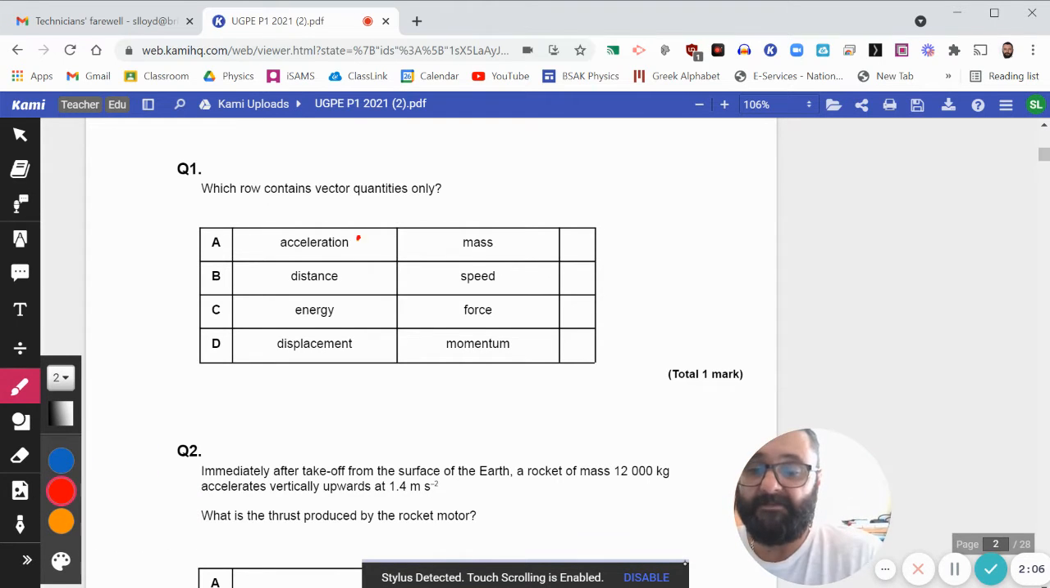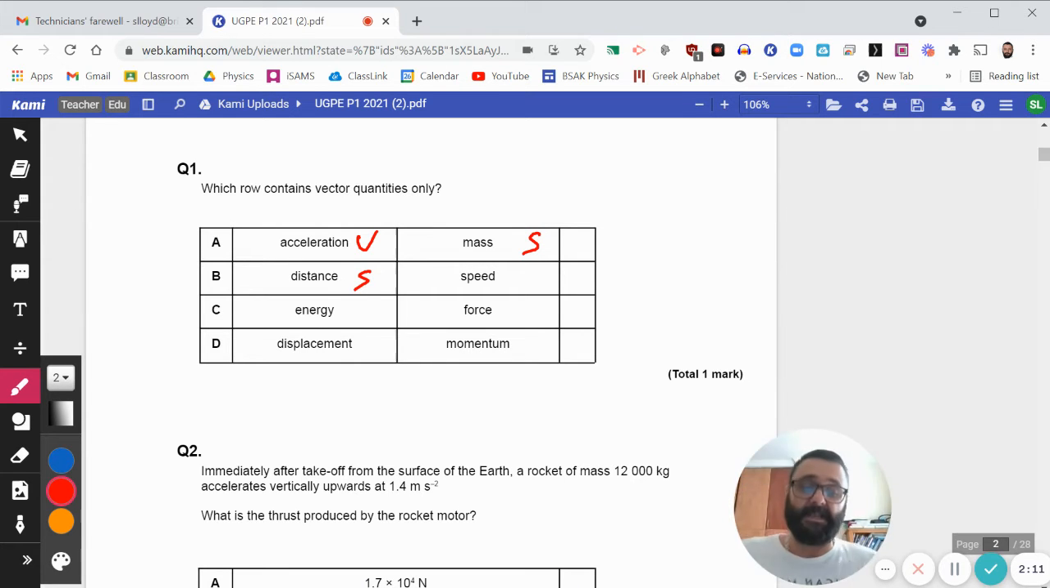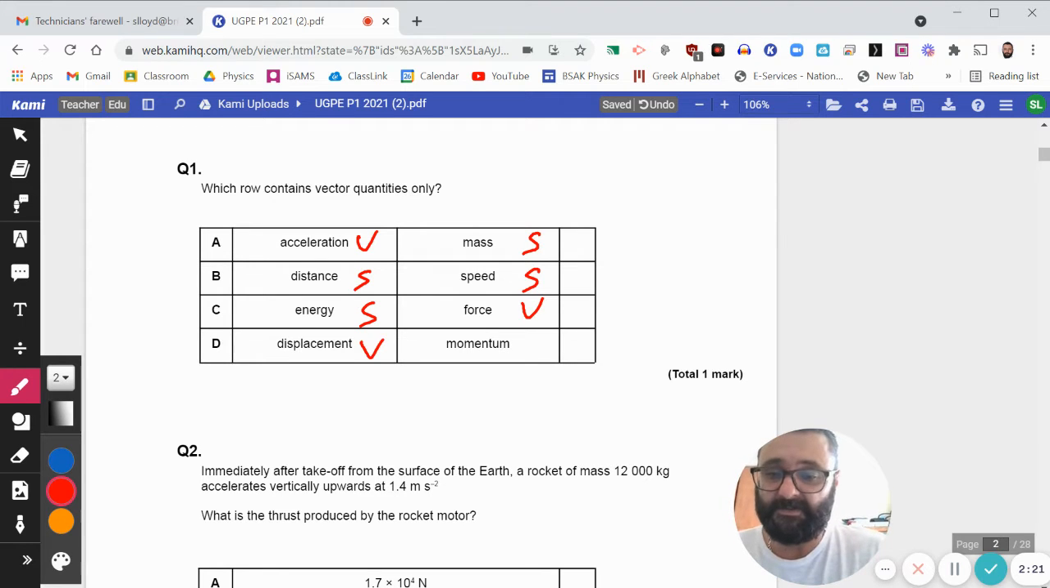Acceleration is obviously a vector. Mass is a scalar. Distance is a scalar. It's displacement that's the vector. Speed is a scalar. It's velocity that's the vector. Energy is a scalar. Force is a vector. Displacement and momentum are both vectors. Momentum sometimes catches people out. Momentum is a vector quantity.